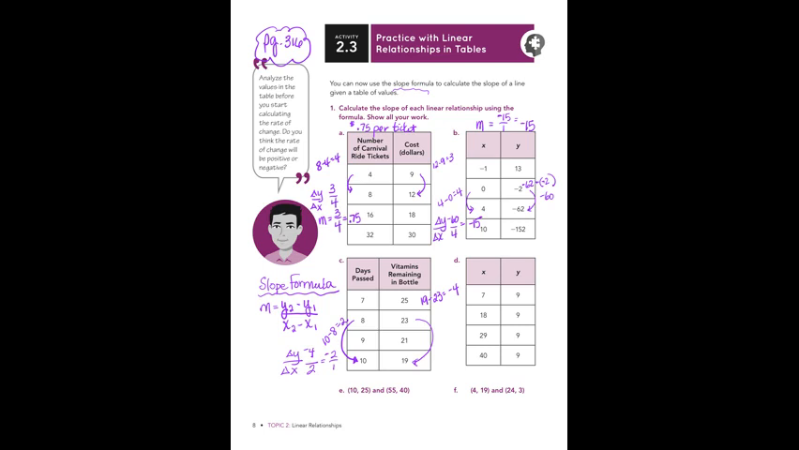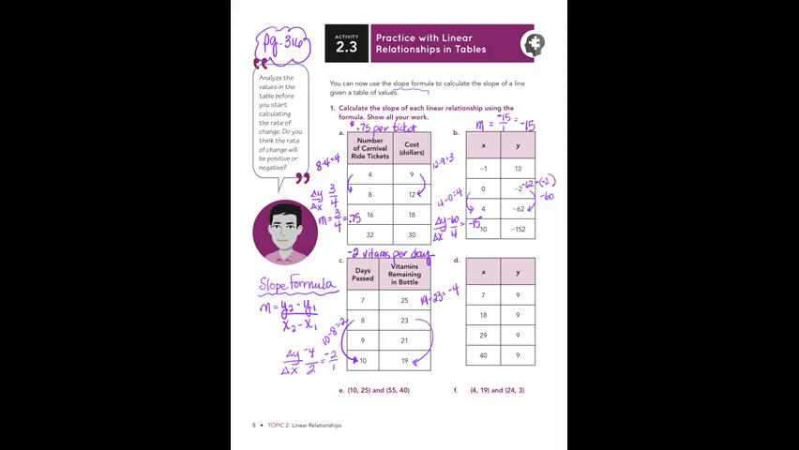So it says this is days past and vitamins remaining in the bottle. So I have a negative slope because I can see I'm taking vitamins out every day. So the rate at which it's coming out would be a negative 2 vitamins each day, or per day. That would be my rate of change or my slope.